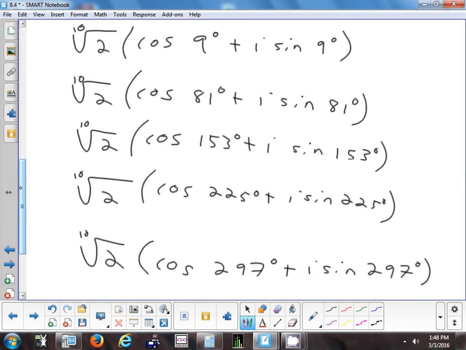Okay, and that's probably as tough as they get. That's because the radius is kind of weird. The angles aren't nice numbers.